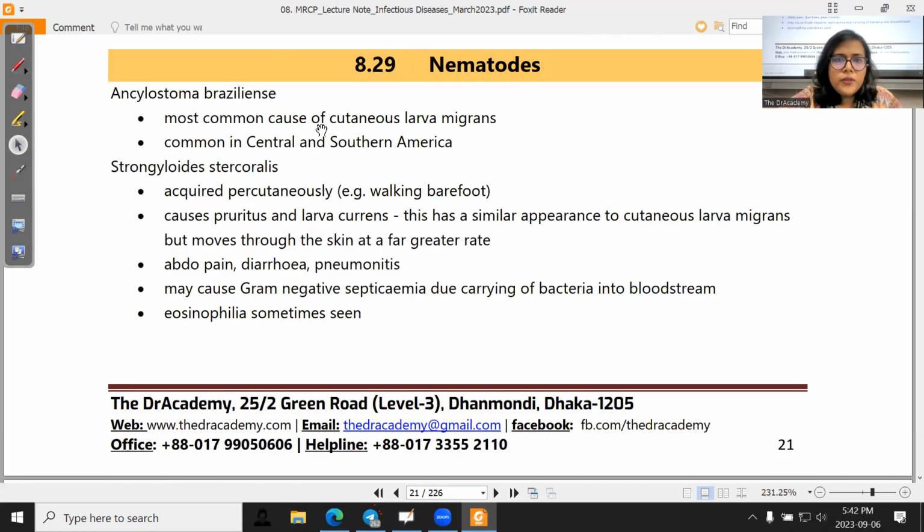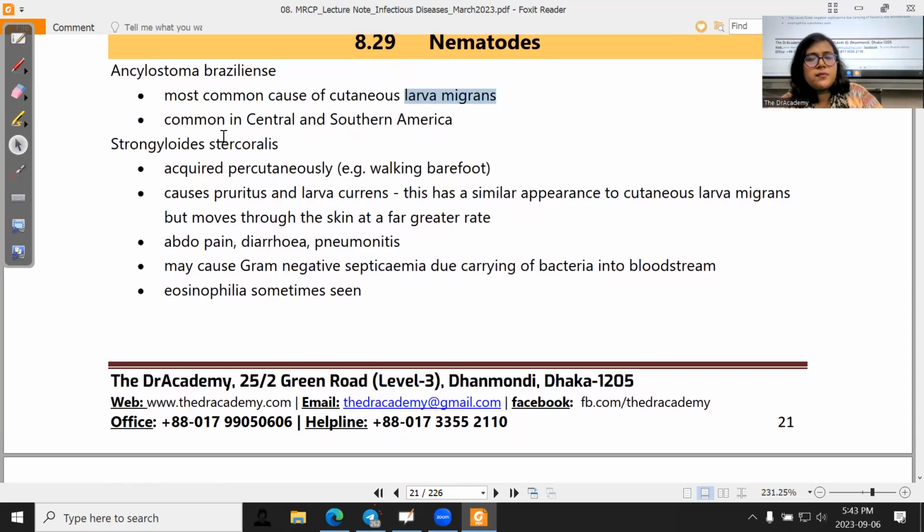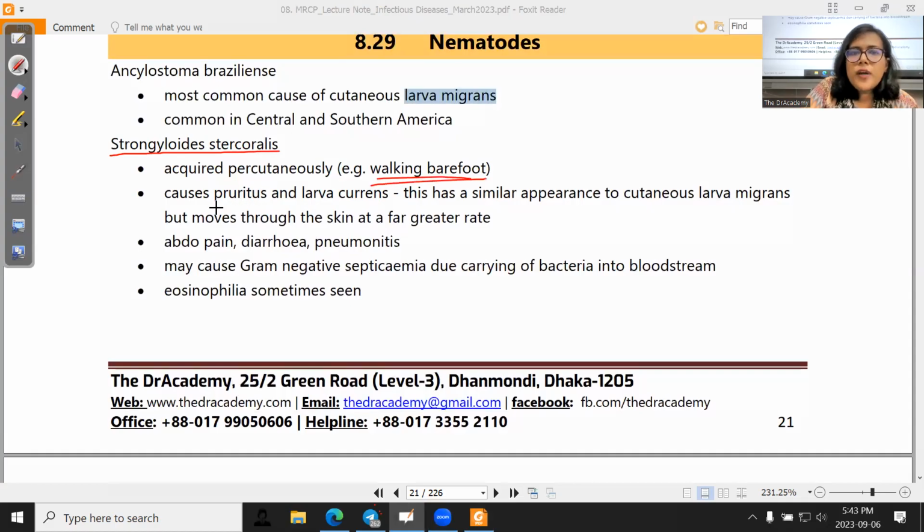Okay, so nematodes, highlight these words like larva migrans and larva currens, because I think I had one question on Strongyloides stercoralis in my part 1 examination. Larva currens, I will try to draw a diagram here. Strongyloides stercoralis, this is acquired percutaneously. That means walking barefoot. This is a risk factor, okay? And it causes pruritus and larva currens.